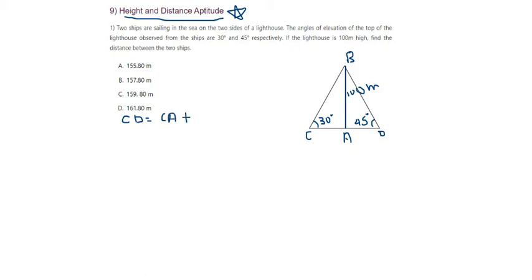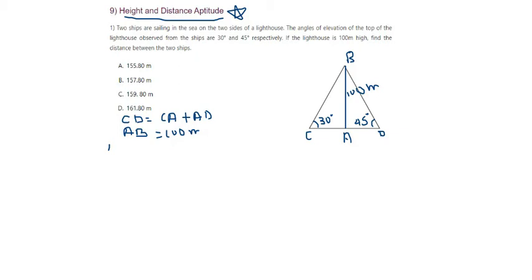CA plus AD. So now how do you calculate the CA plus AD? So let's take AB is equal to 100. This is one part we have to remember, AB is equal to 100 meters is your one part we have to remember.